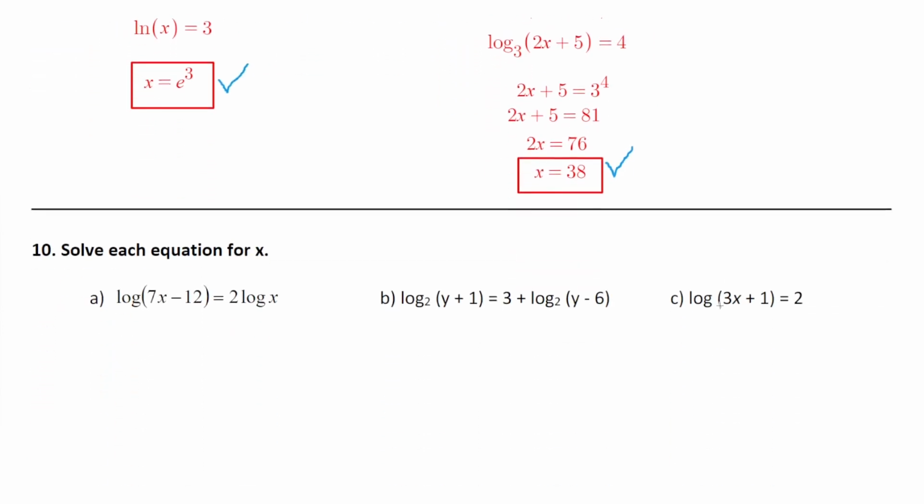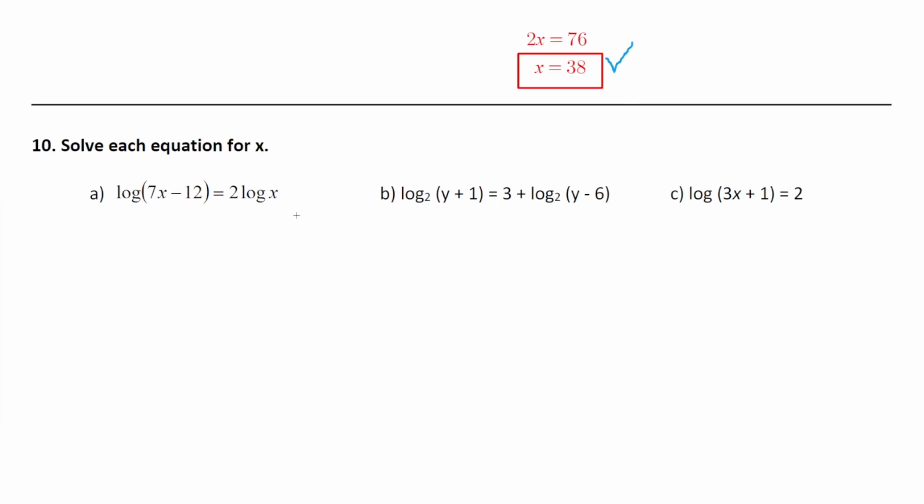Number 10, some more solving. All right. So part A, I almost have two logarithms on both sides, so I can use that property, but what I need to do is move this 2 so that it's an exponent. So I got log of 7x minus 12 equals log of x squared. And now that I've got just a single log with no coefficients or anything like that, I can go ahead and drop the logs and just set what's inside the parentheses equal to each other. 7x minus 12 equals x squared.